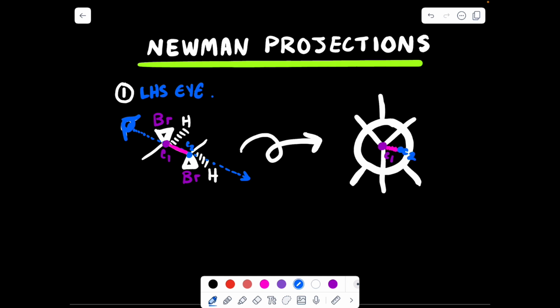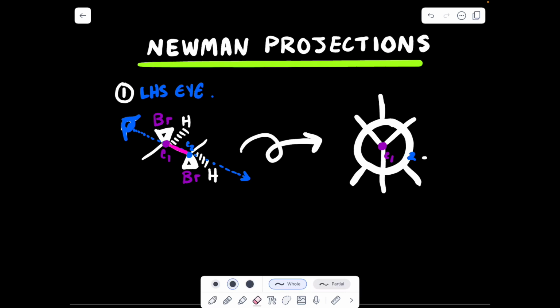But you do not draw in C2 on your Newman projection, because when you're looking at this structure in the fence post, carbon 1 hides the rest of the bond attaching it to C2, so you do not actually see C2. This bond is hidden, but you must know it is there.